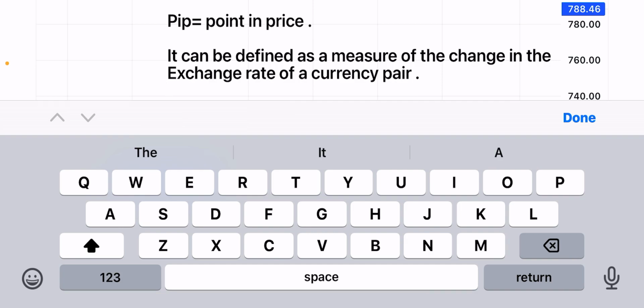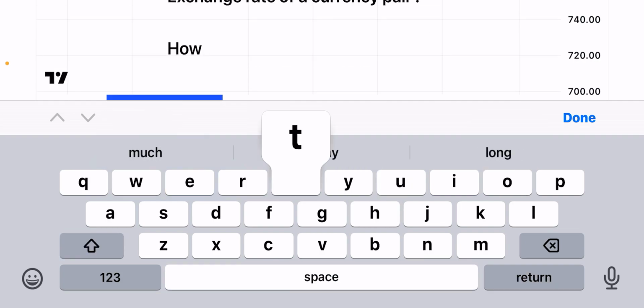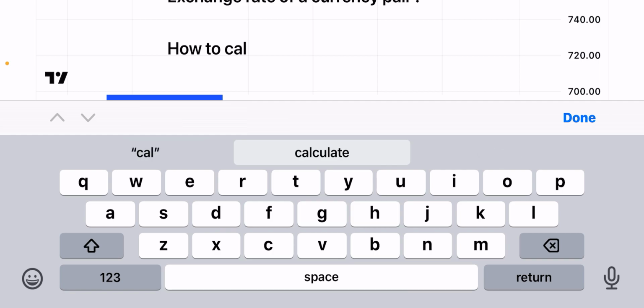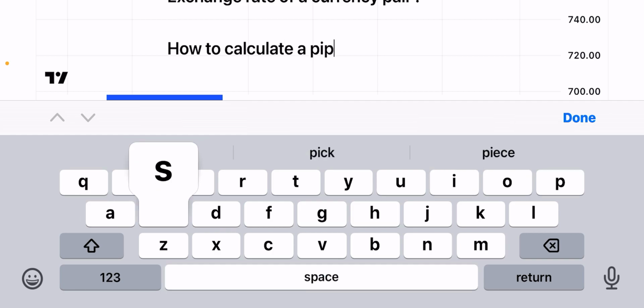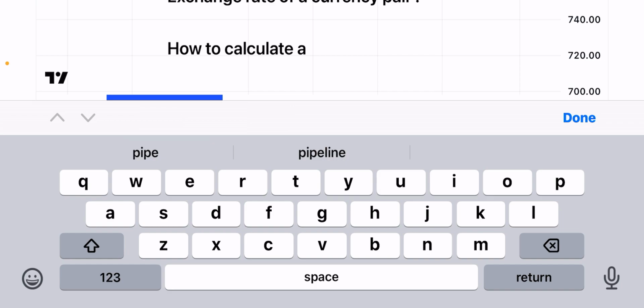So now let's see how to calculate a pip. We have known what a pip is, so now we should be looking at how to calculate a pip. Let's say how to calculate a pip, but first, sorry, I forgot to say something.